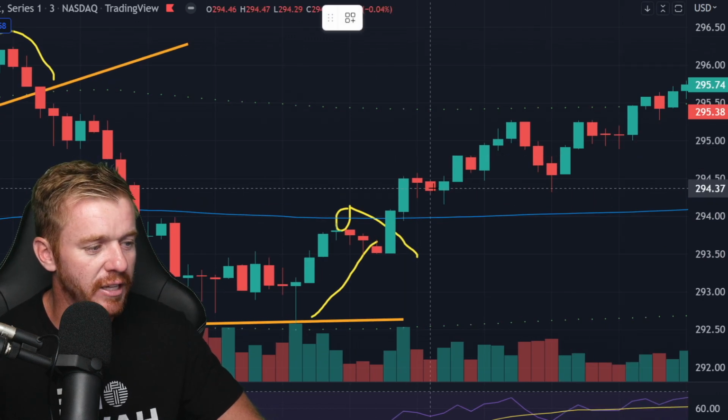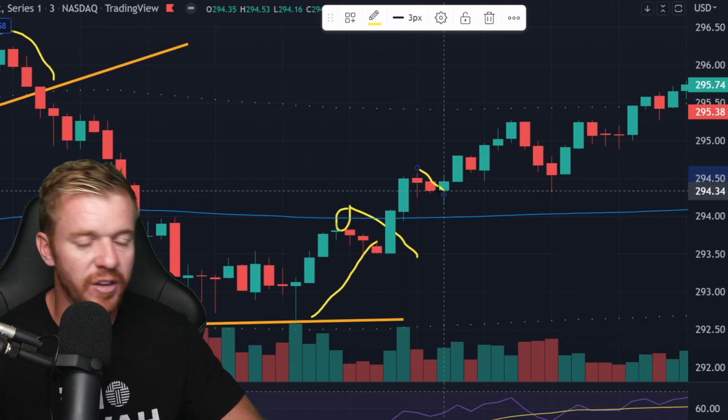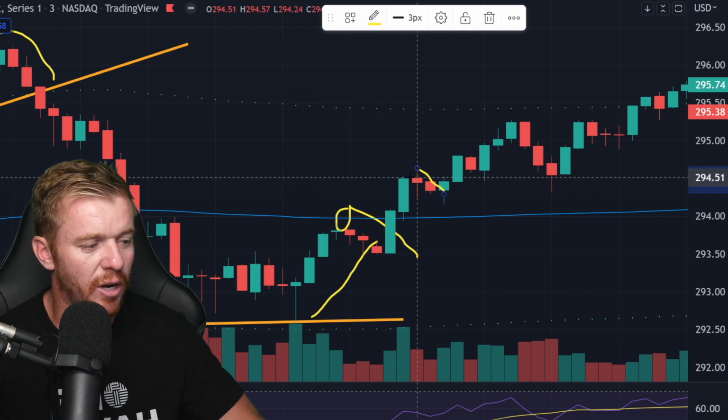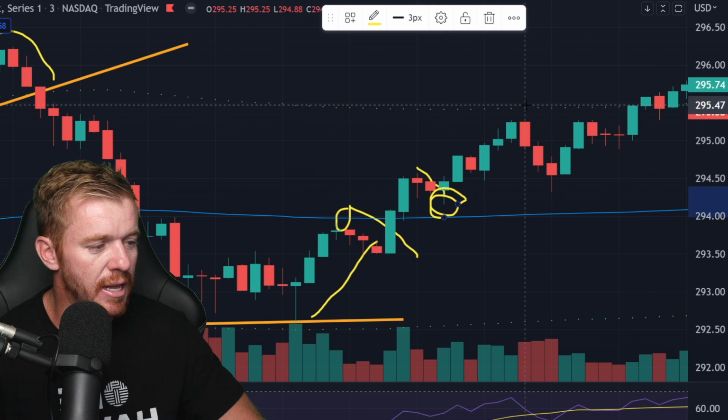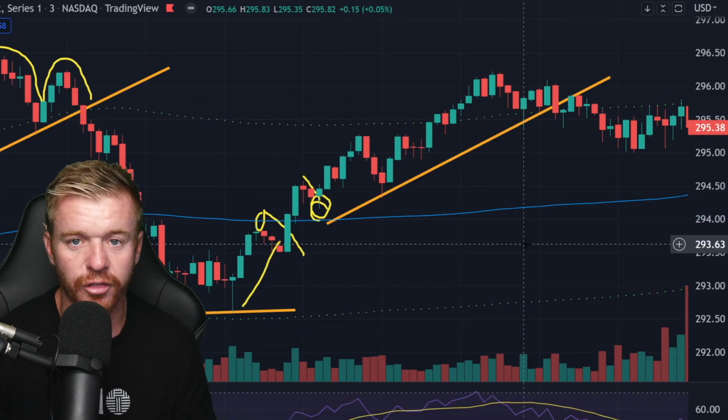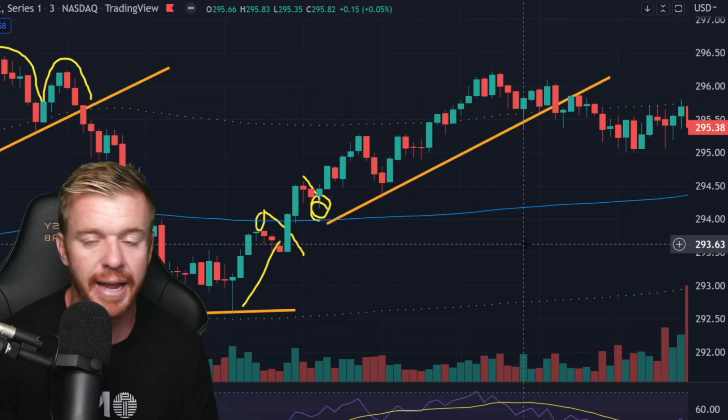And look how perfectly this played out. So we push above the VWAP. This is what I love to see. We push above the VWAP. We pull back. We then turn the VWAP into support on that candle. And look, we push up. 12 or 13, 14 different patterns that we had play out today.